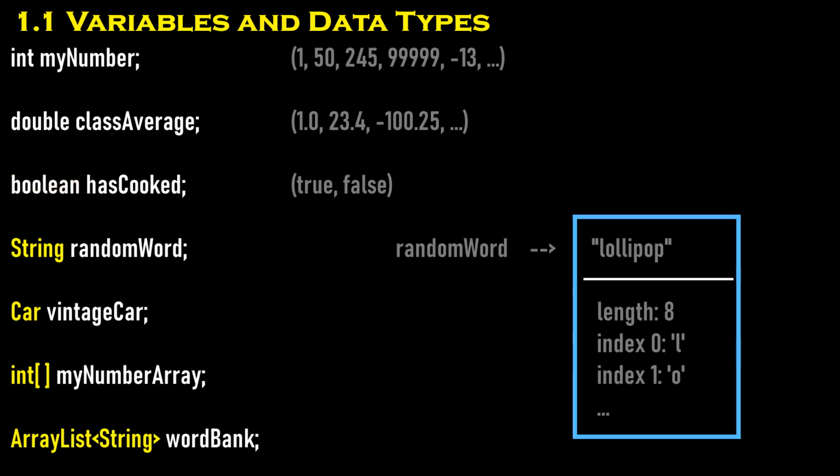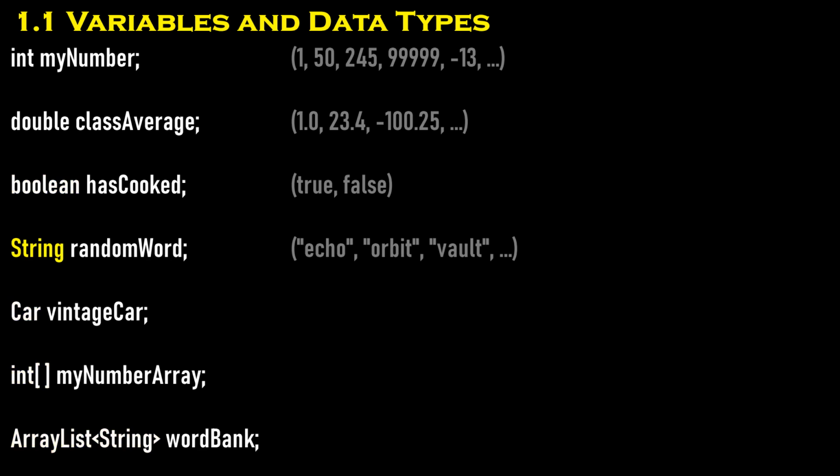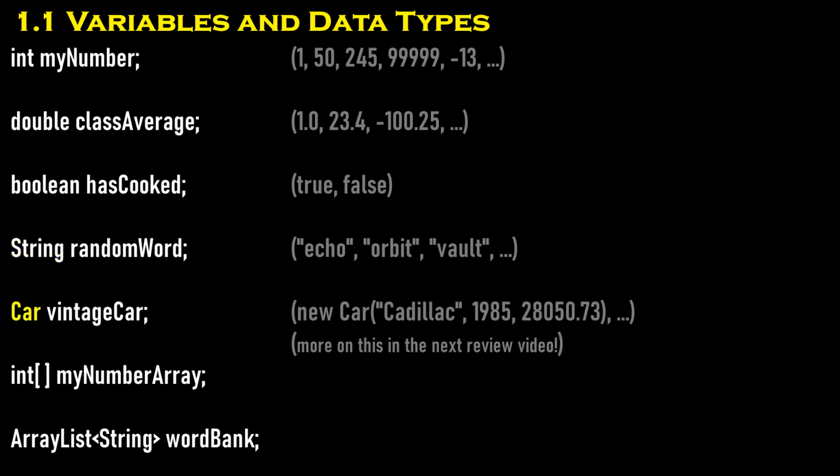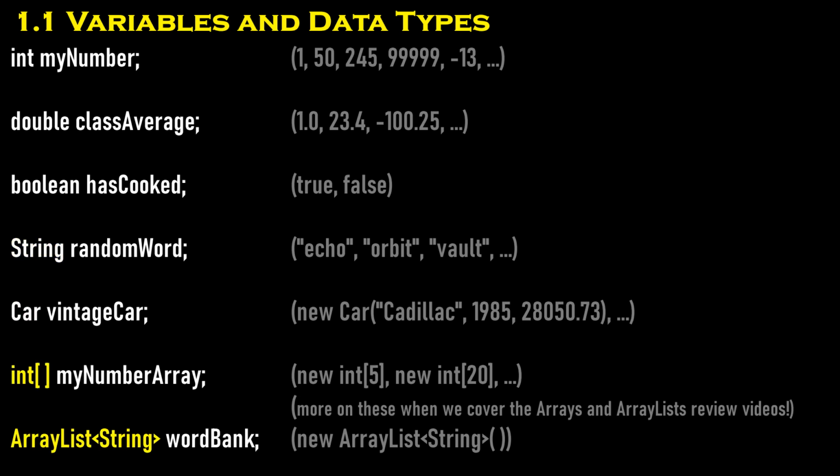Reference data types define objects in memory rather than holding an actual value. These include strings, which utilize double quotes to define a sequence of characters otherwise known as string literals, objects of classes, and data structures such as arrays and array lists.